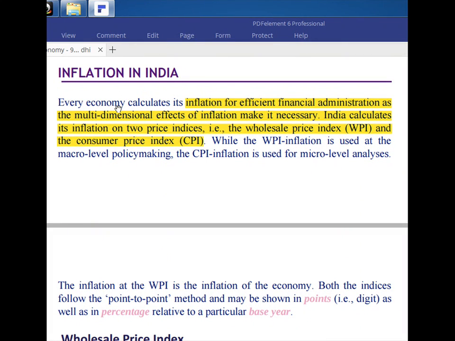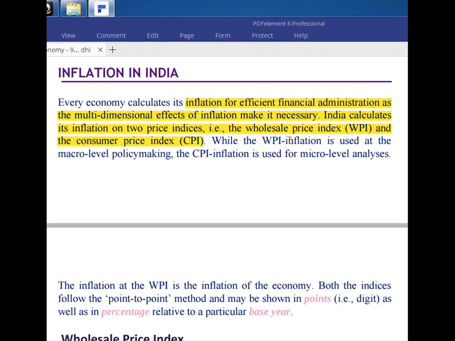Inflation in India. Every economy calculates its inflation for efficient financial administration, as the multi-dimensional effects of inflation make it necessary. India calculates its inflation on two price indices: the wholesale price index and the consumer price index.